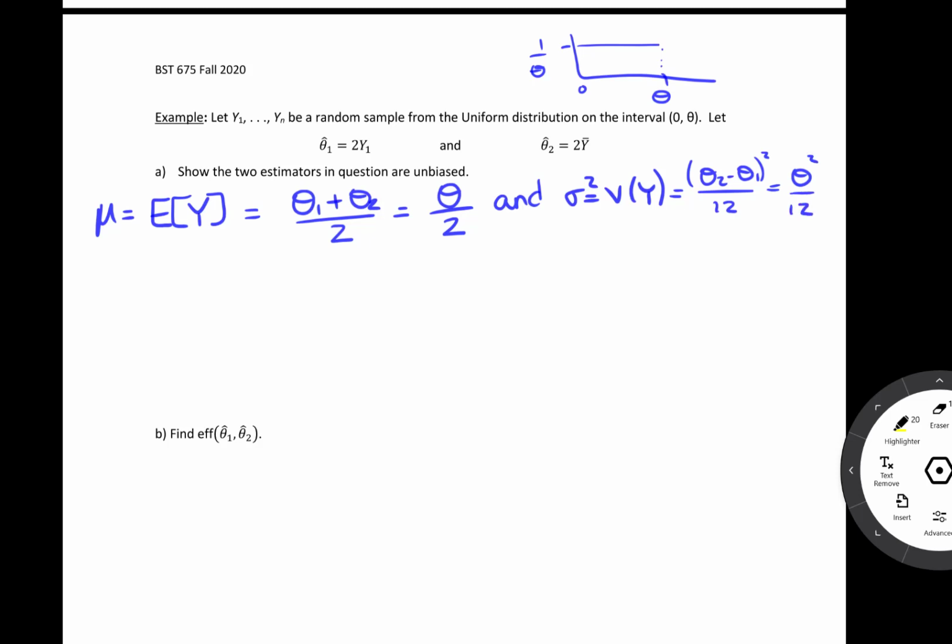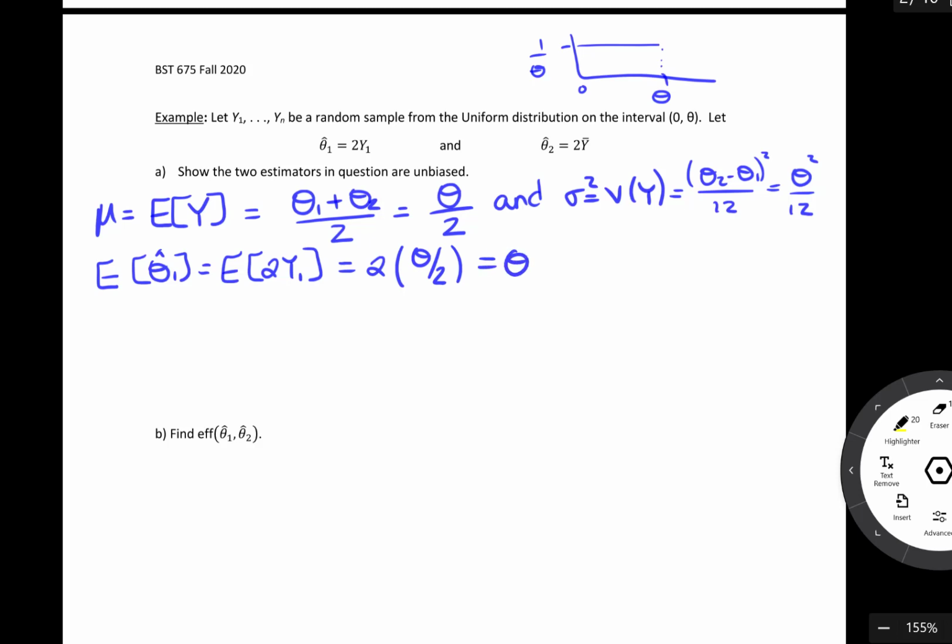So let's find the expected value of our two estimators. We have the expected value of theta hat 1, which is equal to the expected value of 2 times y1, which is equal to 2 times theta over 2, which is equal to theta. So the first estimator is unbiased.